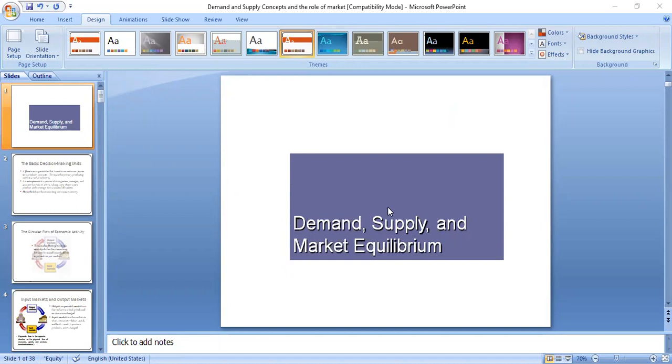Today we are going to look at market efficiency. And under this, we shall be looking at demand, supply and the market equilibrium.